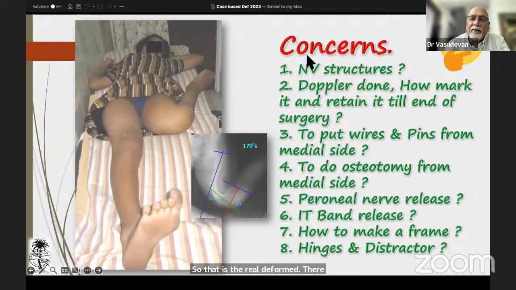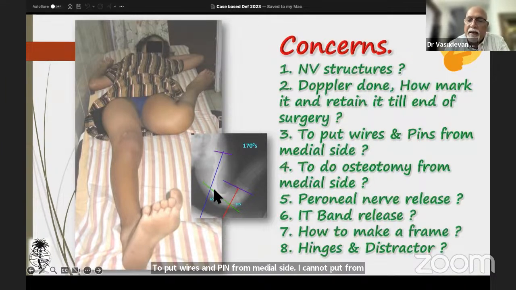What are the concerns here? We have no idea where the neurovascular structures are. I have done a Doppler and marked it with a pen. And how to retain it till the end of the surgery? To put wires and pins from the medial side. I cannot put from the lateral side, all from the medial side. And how to do an osteotomy from the medial side?